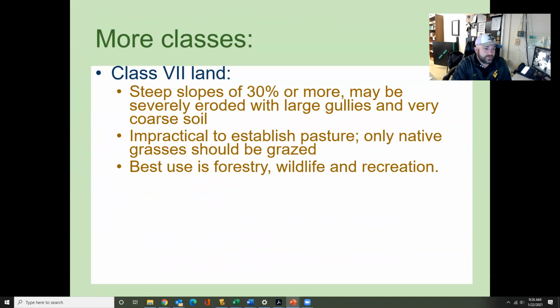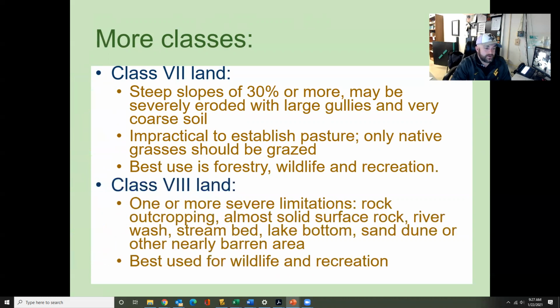Class 7 lands are steep slopes of 30% or more, may be severely eroded with large gullies and very coarse soil. Impractical to establish pasture, only native grasses should be grazed. Best use is forestry, wildlife, and recreation.